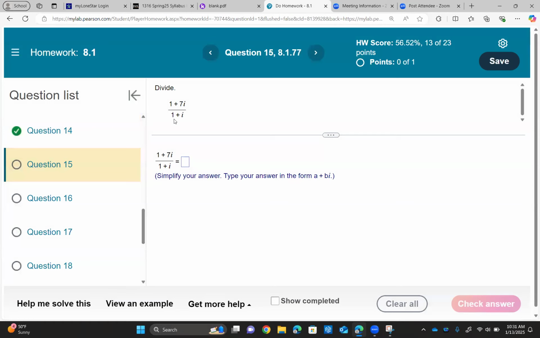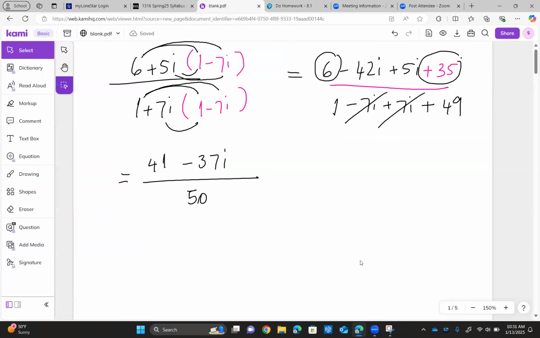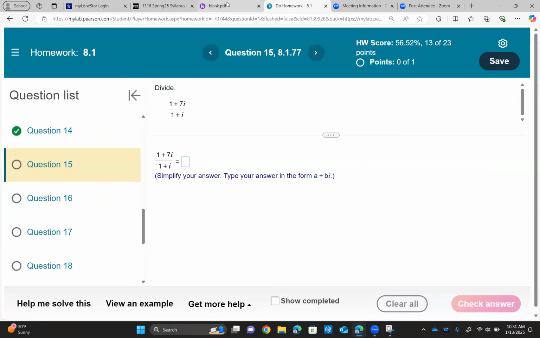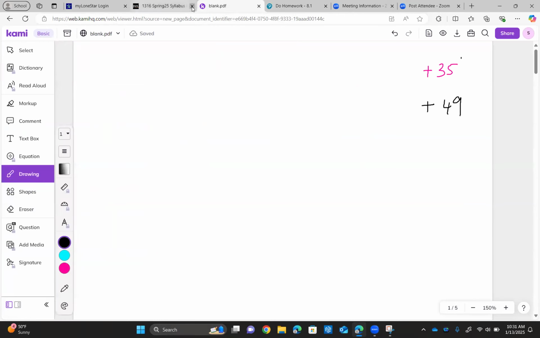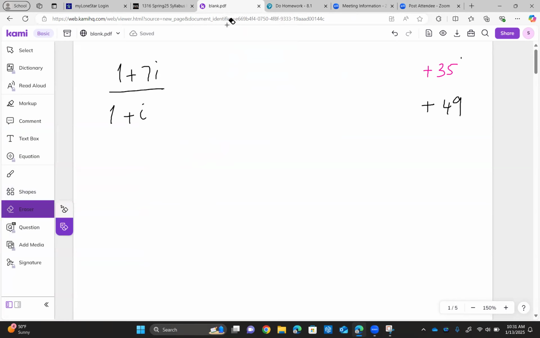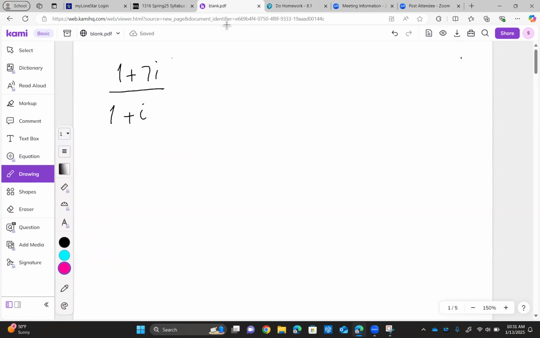I'm going to perform one more division for you. Question 15 is still division, so let's practice one more time. This time our question is 1 plus 7i, and we want to divide it by 1 plus i. So again, there is no way to directly divide complex numbers. Therefore, we need to multiply top and bottom by the complex conjugate of the denominator. Since the denominator is 1 plus i, we're going to multiply the top and bottom by 1 minus i.